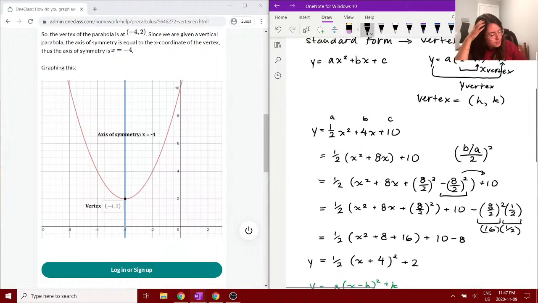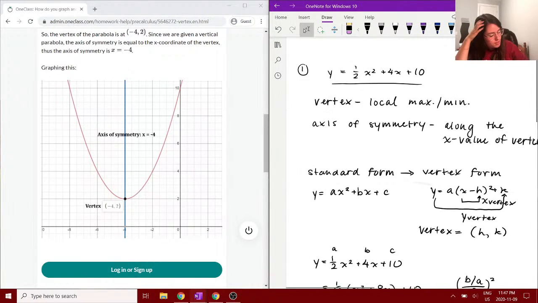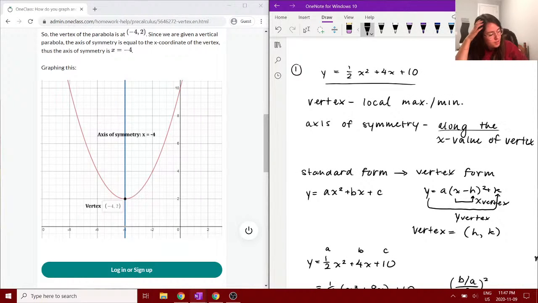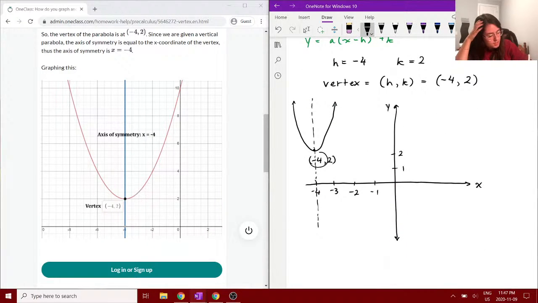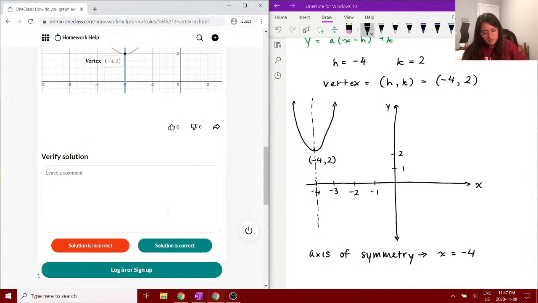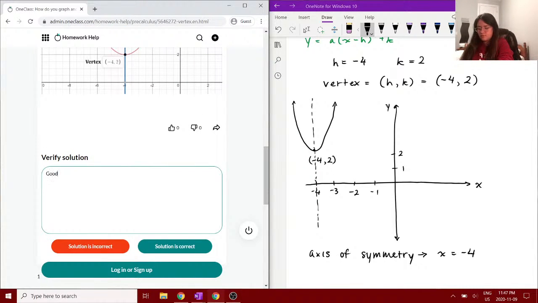And so, as I said before, the axis of symmetry is found along the x value of the vertex. We know the x value of the vertex is -4. So the axis of symmetry is found along x is equal to -4. Okay? That should be that for that question. And it looks good. Good work.